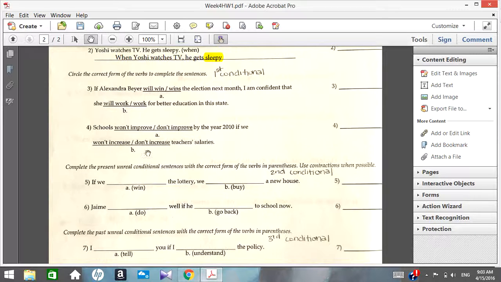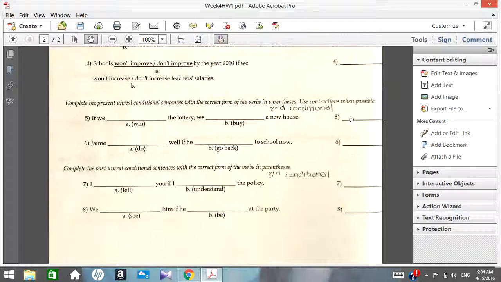So here, this one is the present simple, right? If we don't increase the teacher salary. So then that means my second clause has to take will or won't, and this is the one that has won't. So the correct answer reads, schools won't improve by the year 2010 if we don't increase the teacher salaries. Okay? Let's go down a little bit.